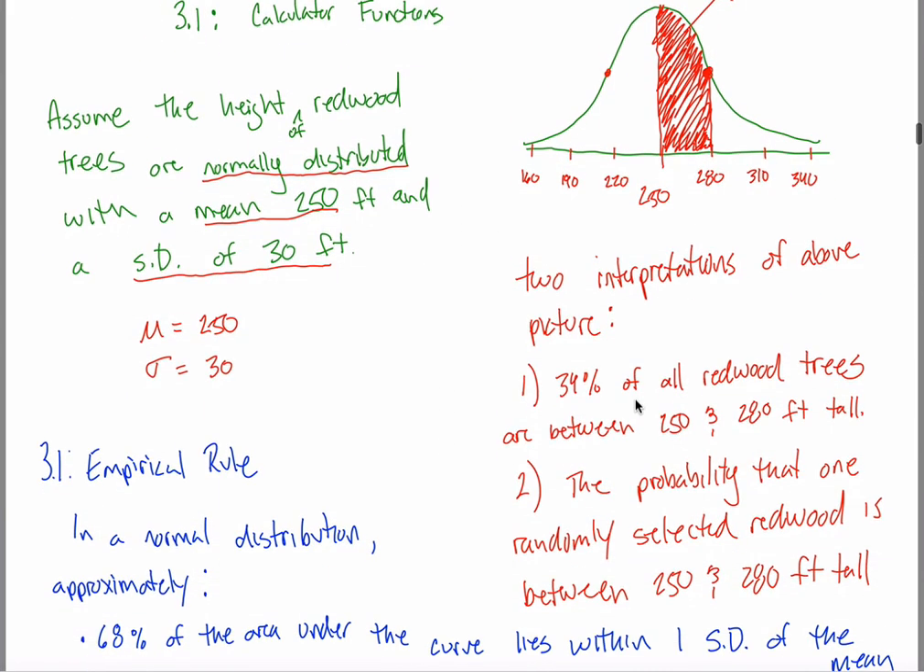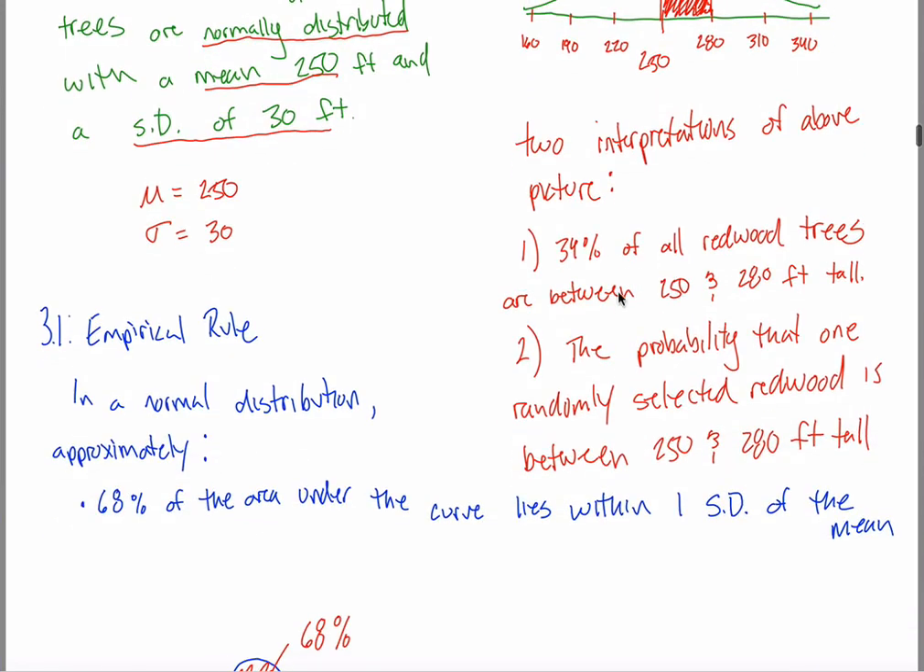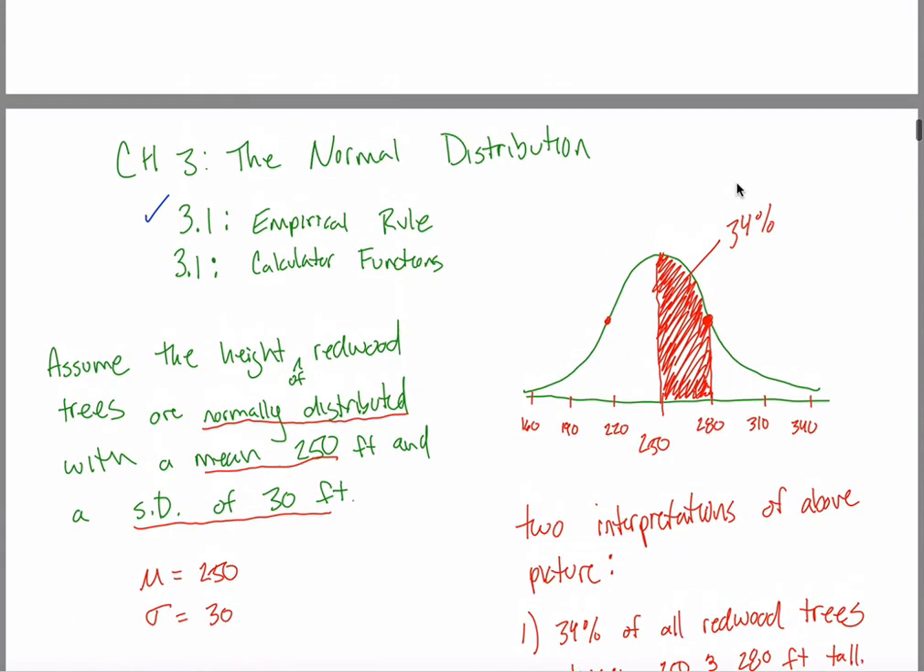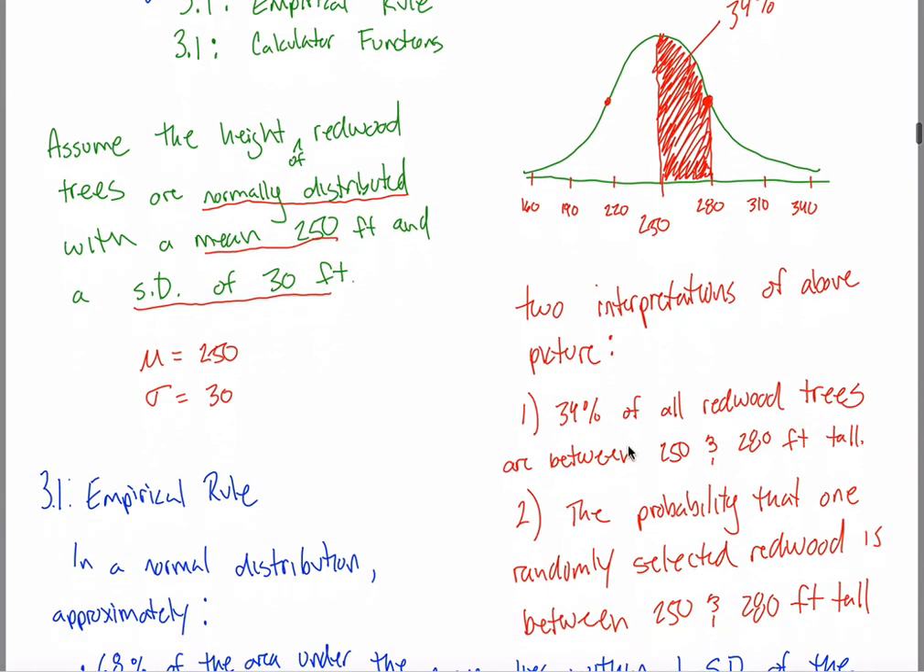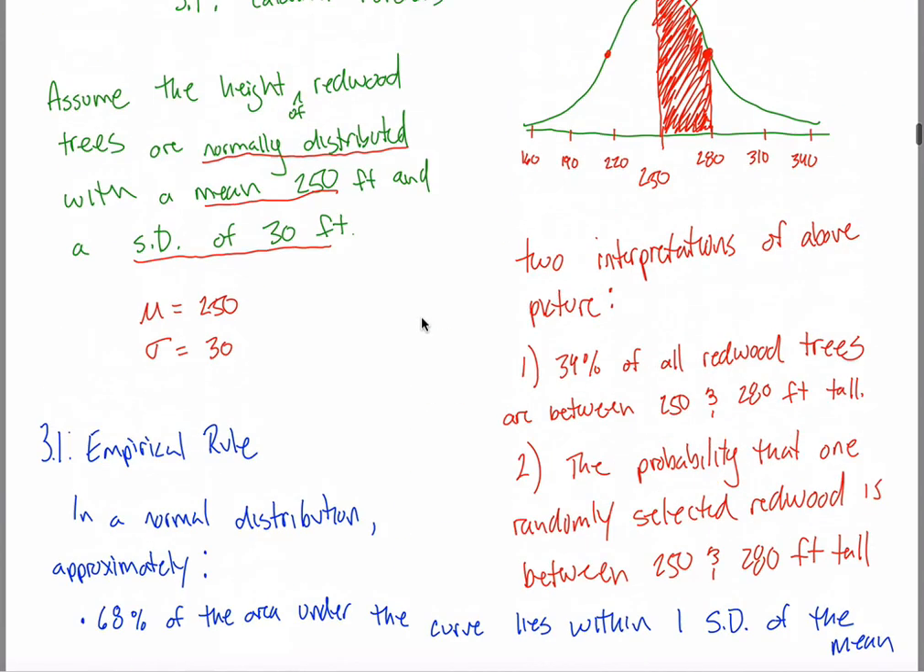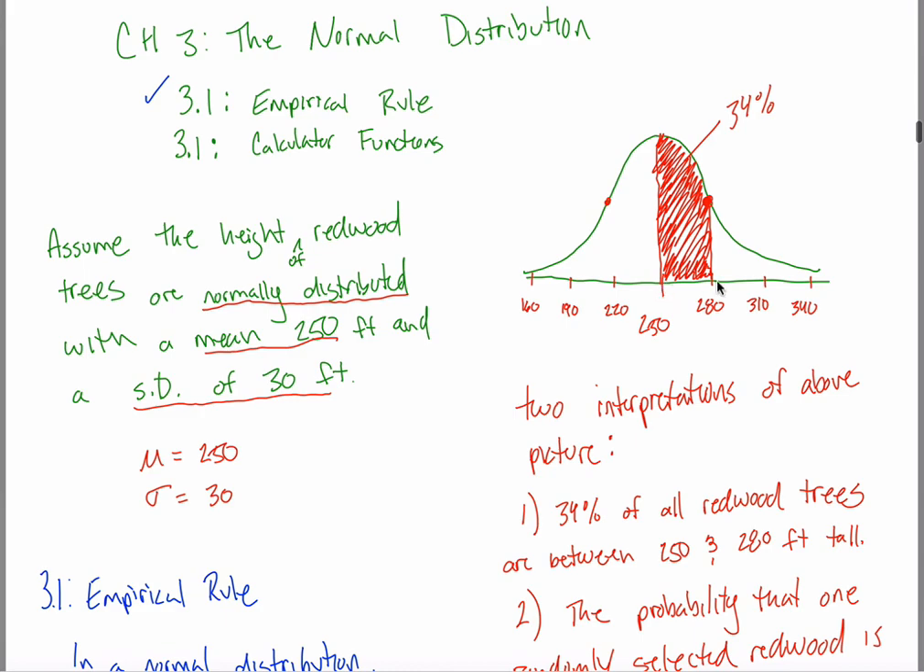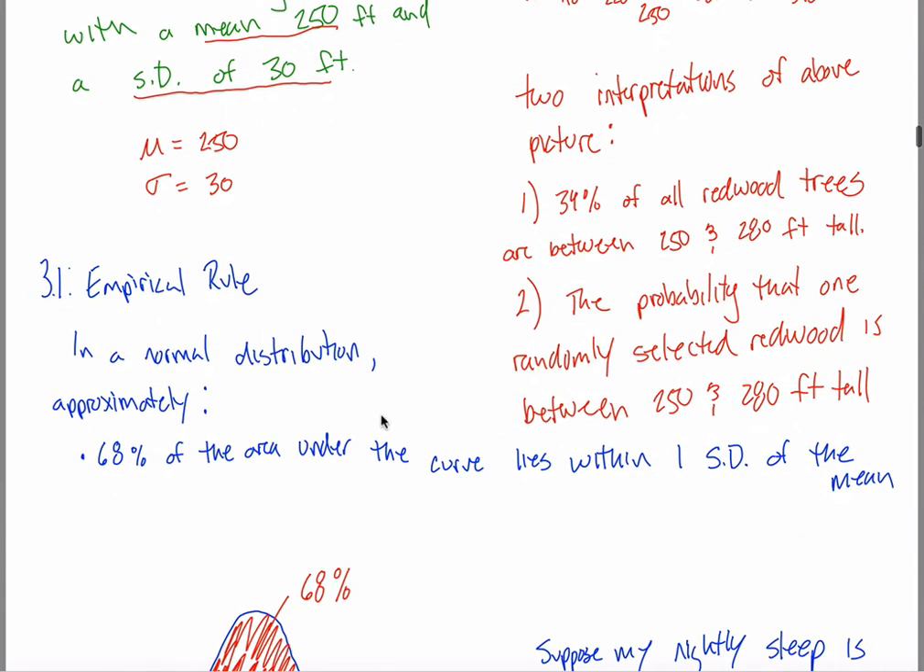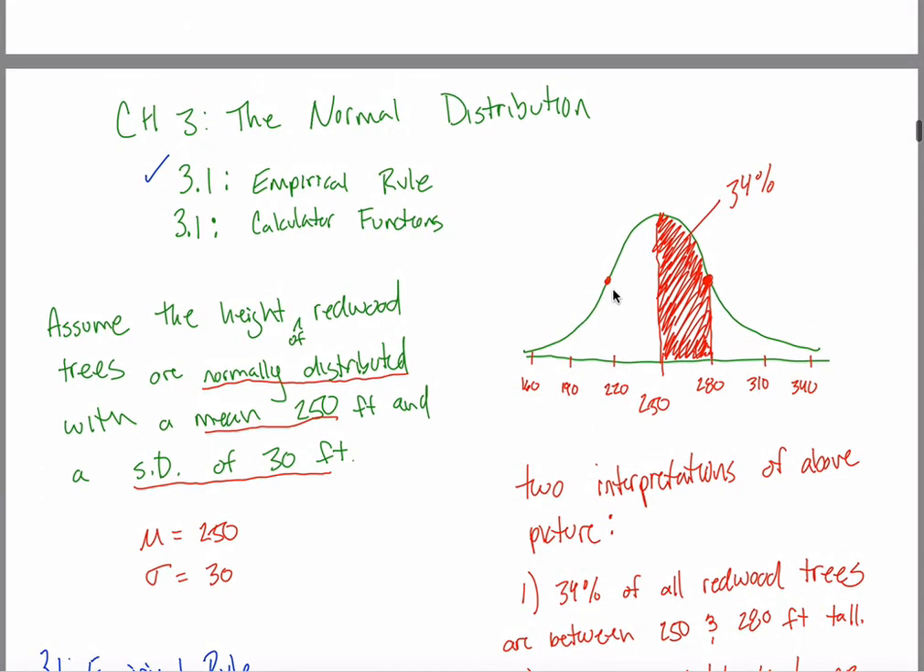Remember up here, I wanted to figure out, I don't know, what percent of all redwood trees are between 250 and 280 feet tall. You go shading that in, that's a different picture than what we have down here. Right here, it's one standard deviation below to one standard deviation above. Here, it's the mean to one standard deviation above. So how can we figure this out? Well, what we can do here is we can use the empirical rule and we can take advantage of some of the symmetry of this distribution. Right? If you look at this area over, I don't know, maybe in green or something. Sure.